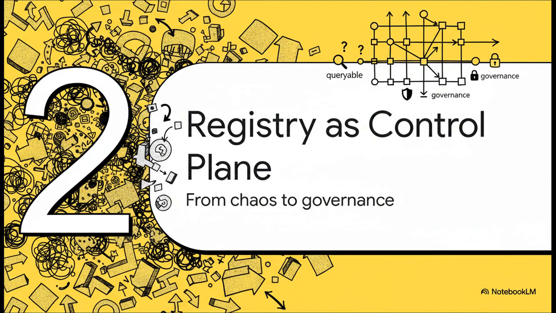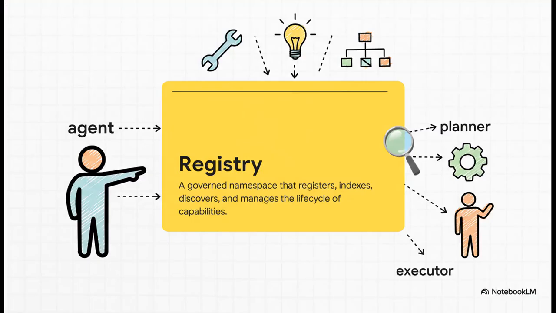And that brings us right to the solution. You have to start thinking of the registry as a control plane. We are deliberately moving away from a chaotic mess of implicit function calls and toward a clean, queryable, and, most importantly, governed namespace. So here it is, the formal definition. Let's break it down. A registry is what registers, indexes, discovers, selects, and manages the lifecycle of all your agent's capabilities. And these capabilities could be tools, they could be prompts, or even entire strategies. It gives the rest of your system, like your planner and executor, a stable API to talk to.